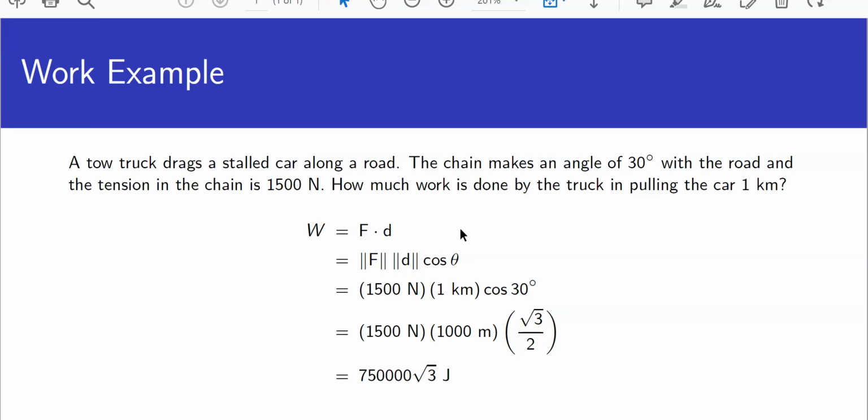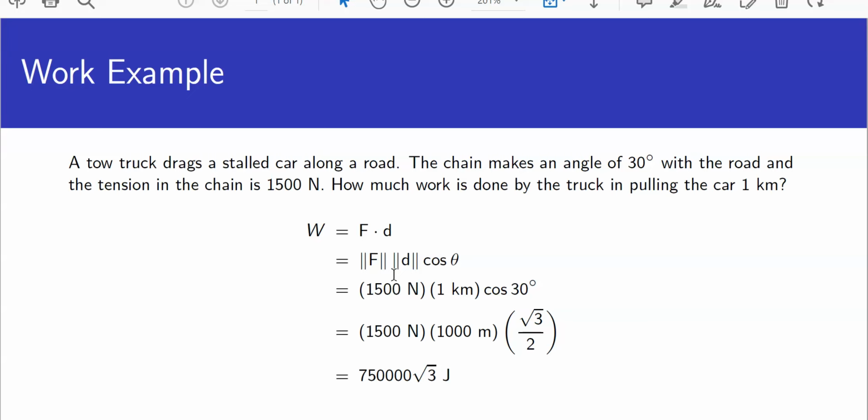Okay, so remember, tension is the magnitude of the force vector. So if the tension in the chain is 1500 newtons, then that's what the force is, that 1500 newtons. But not all of that 1500 newtons is applied in the direction the car is moving, because we've got this 30-degree angle with the road, and that's where the dot product is coming in. But the actual force vector here is 1500. The distance that it travels is 1 kilometer, so we know the magnitude of the distance is 1.